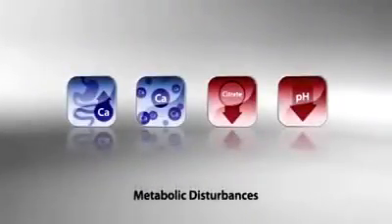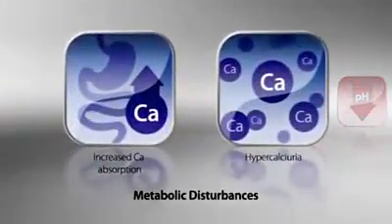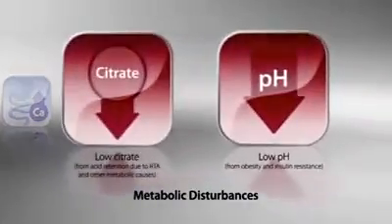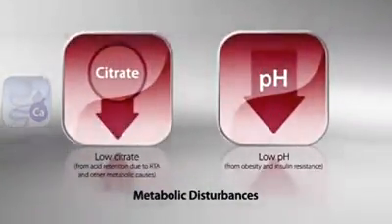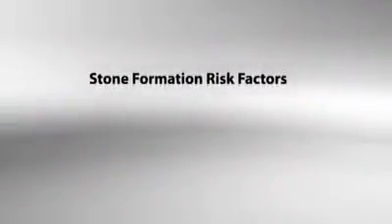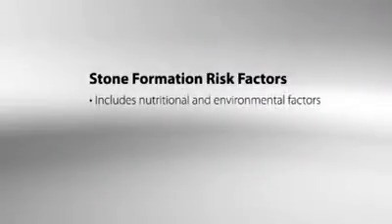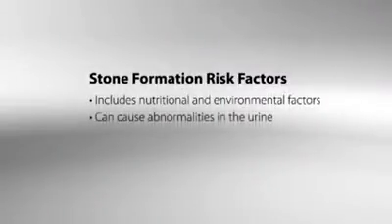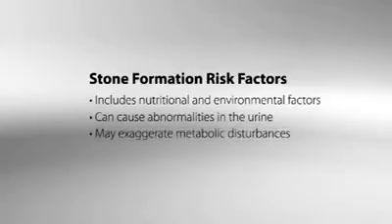First, stone formers are known to suffer from a variety of metabolic disturbances that increase the amount of stone-forming substances excreted in the urine and also decrease the excretion of inhibitors. Second, a number of common nutritional and environmental factors can cause abnormalities in the urine. These factors may also exaggerate underlying abnormalities due to metabolic disturbances.